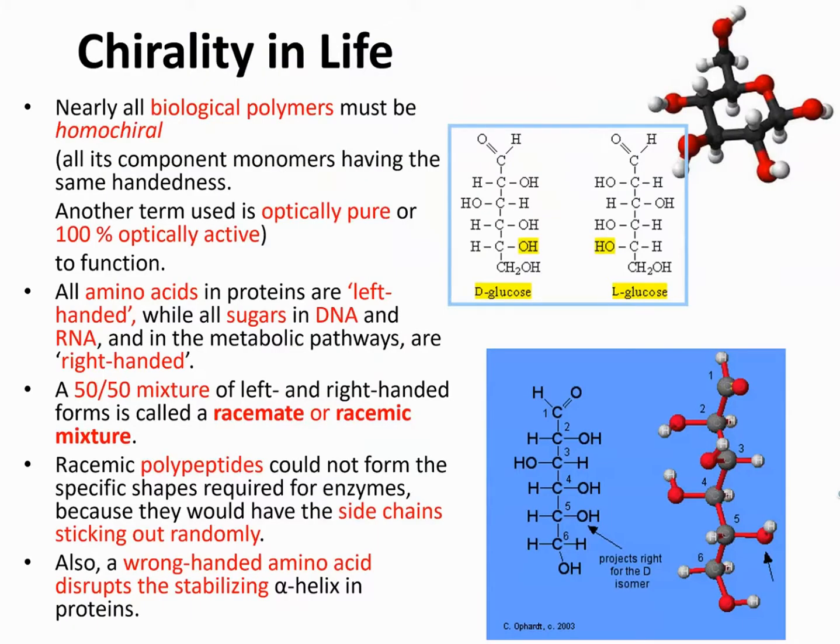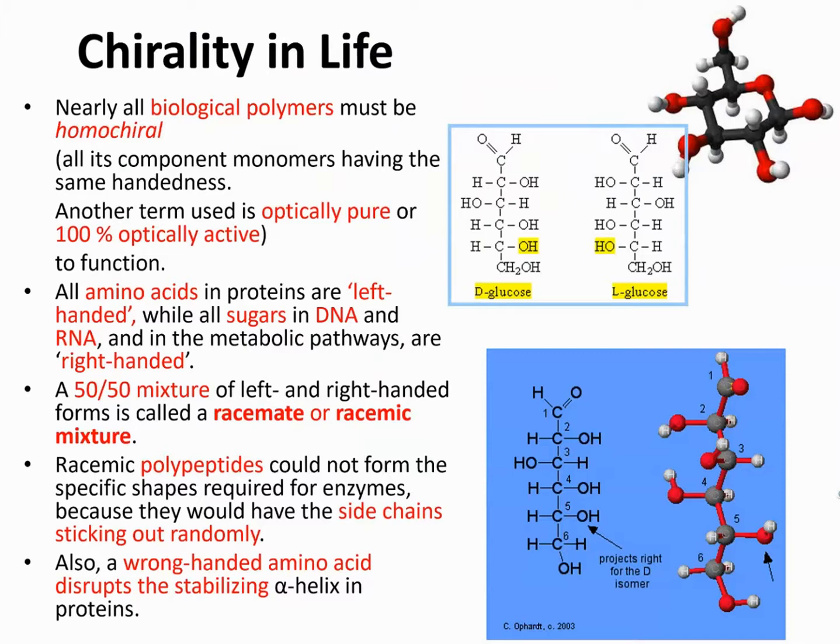Okay, just now I mentioned chiral. Chiral means the crystal without any mirror plane and inversion point symmetry. We call it chiral. And why is chirality important in our life? So I prepared this slide. Nearly all biological polymers must be homochiral. Homochiral means that all its component monomers have the same handedness.